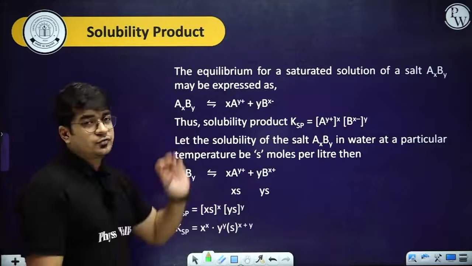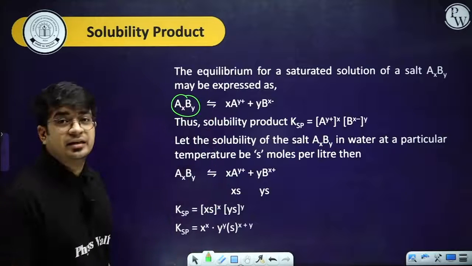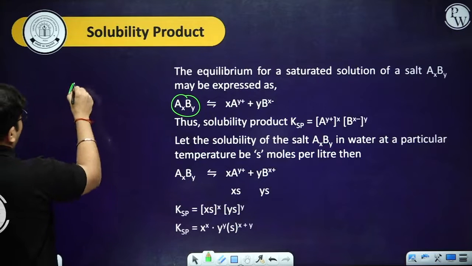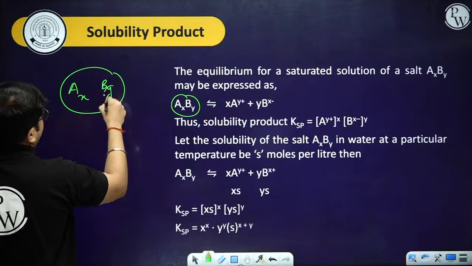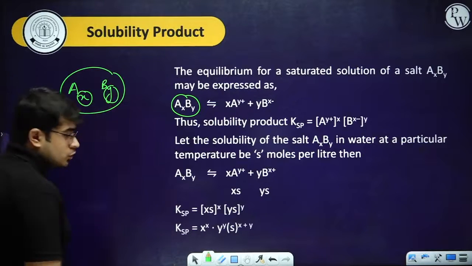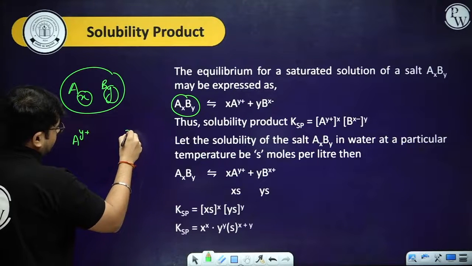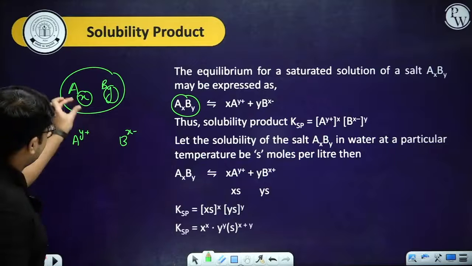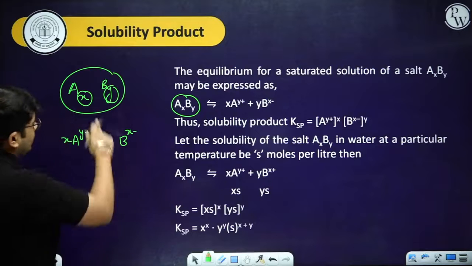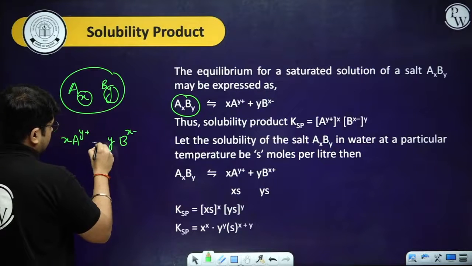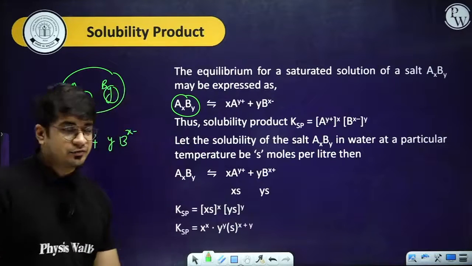Now, for any type of general reaction, let's say we are talking about AxBy. It's a binary compound. Generally, these subscripts represent their charges. So we have one species which is A to the y positive and B to the x negative. Now, how many atoms are there? x atoms of A^y+ and y atoms of B^x- are present. It means this is the final equation.